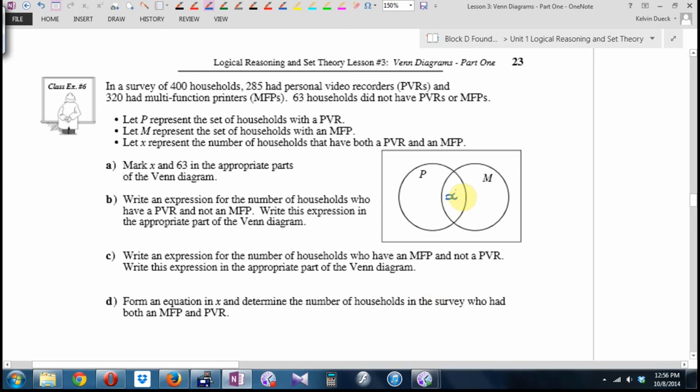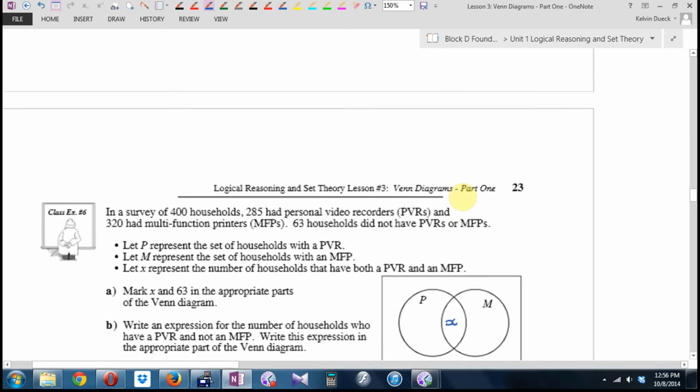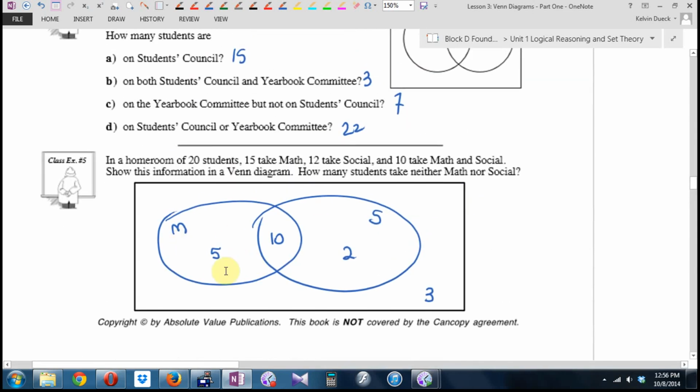Put an X there. How many have a PVR? Grand total, 285. Algebraically, how many have a PVR but not a multifunction? How could I calculate that? In other words, how the heck did we get that 5 from that 15?